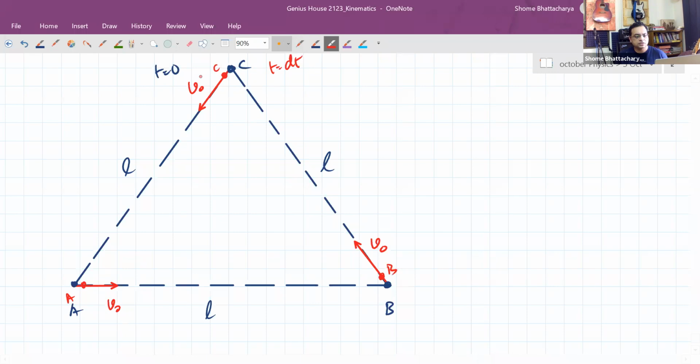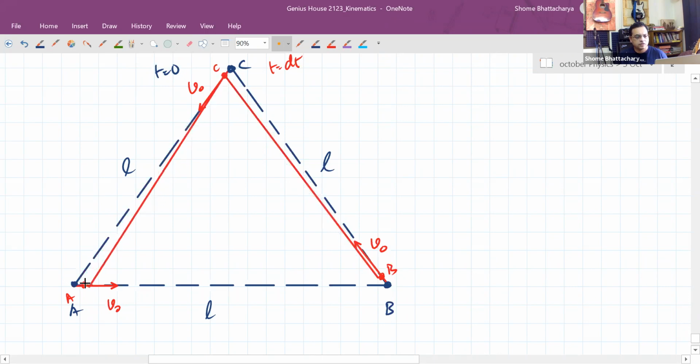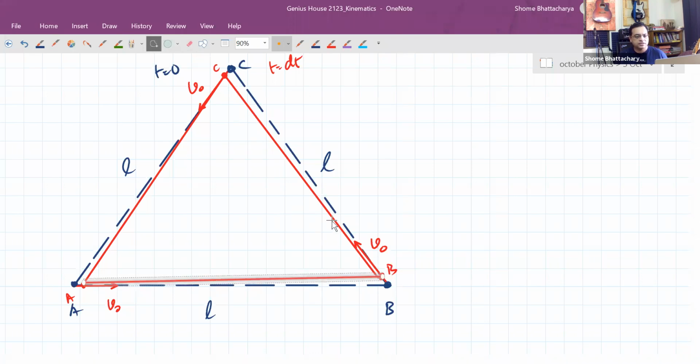So what will happen? Immediately the direction of the velocities will change because their mutual orientation has changed. It has become like this now. So immediately the direction of the velocities will change by a small amount d theta. But you'll see, interestingly, the geometry of them with respect to each other is the same. They're still forming an equilateral triangle. So that is the interesting thing.